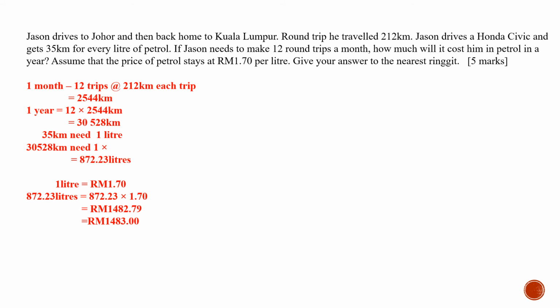The next thing they told you, 35 km need 1 liter. So 30,528 km need how many liters? So you cross multiply and you find it. You will get 872.23 liters. So 1 liter is 170. 872.23 liters, you multiply, you'll get 1482.79. A lot of you left your answer here, but always remember, nearest ringgit is a whole number. Nearest dollar, nearest ringgit, nearest kilometer, always whole number.